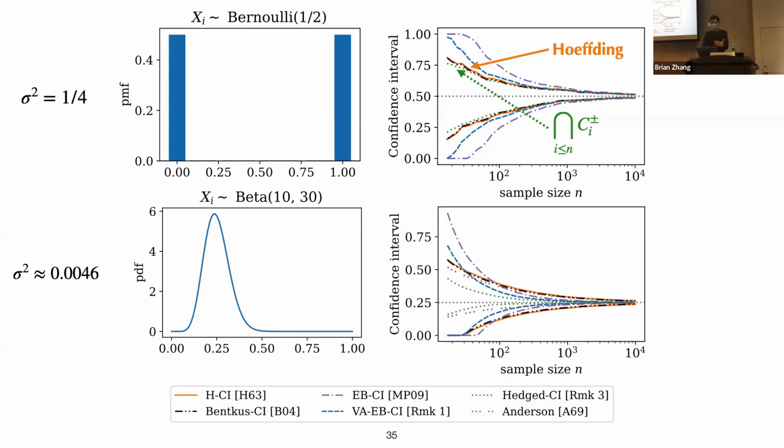And then, of course, in this low variance scenario, Hoeffding is about the same, and ours nicely adapts to the underlying variance. And this is the same plot that I showed on the first few slides. This is just the confidence intervals revisited.